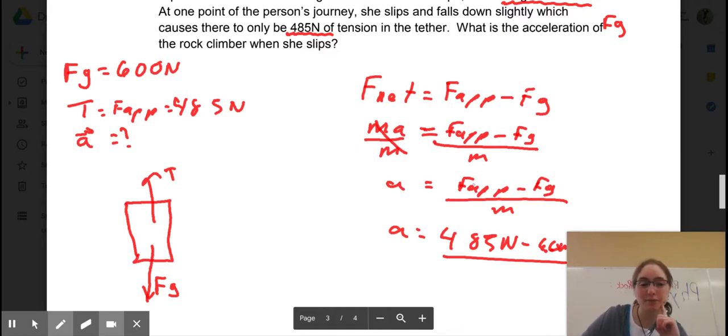What's our problem, ladies and gentlemen? We don't have mass. How are we going to find mass? How are we going to solve this problem we've come across? Think about it for a sec. You thinking?